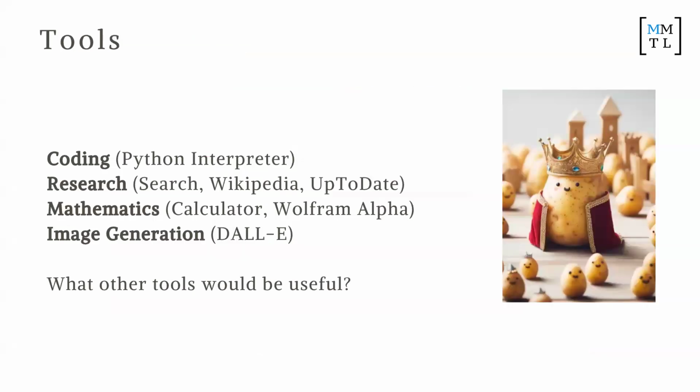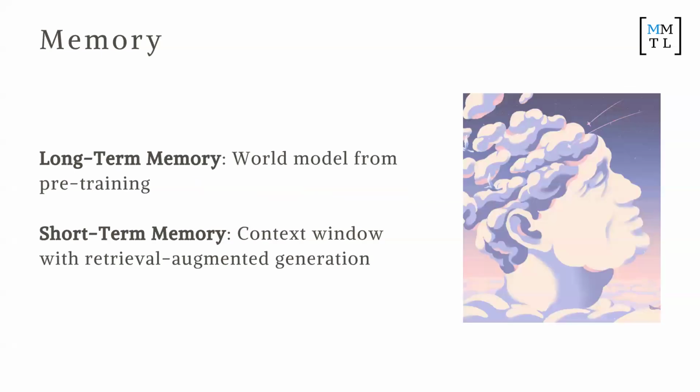Now, AI also has access to tools. So for example, if you use ChatGPT with coding, it actually has a Python interpreter in the background that it can run. And it's not hard to imagine how it could be, for example, connected to search. So Bing, for example, tried to connect it to the internet via search. You could connect it to Wikipedia, UpToDate, for example. For mathematics, it has access to a calculator or Wolfram Alpha, which provides really strong mathematical functions. It can also generate images as well, such as that Potato King. So a big question that you should think about is what other tools would be used? What other tools could we connect AI to that would be useful?